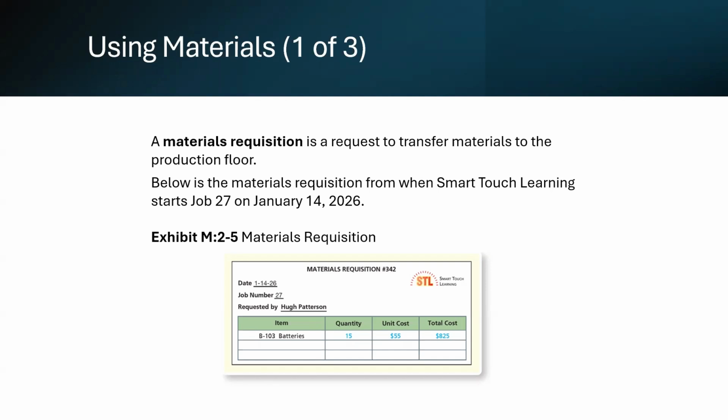Materials requisition number 342. It also records the number of units requisitioned and their cost. So you see B103 batteries, the quantity is 15. The unit cost is $55. So the total cost for those batteries is $825.